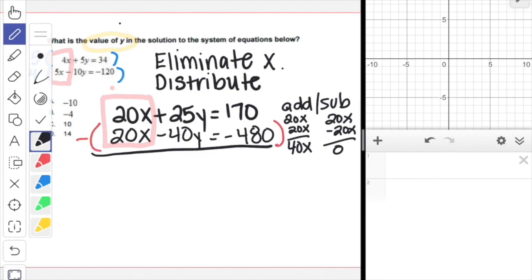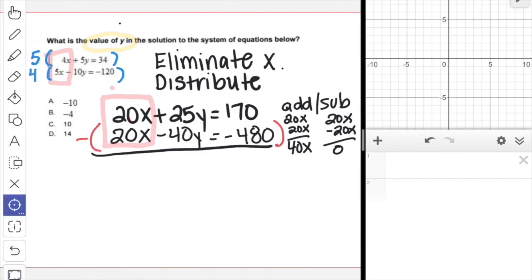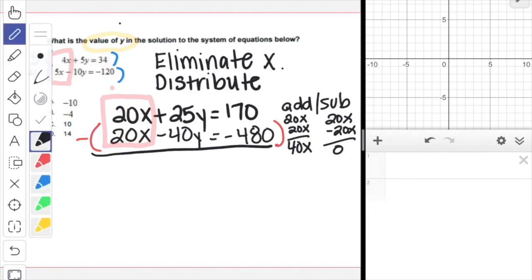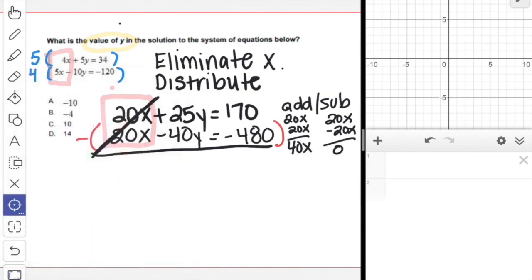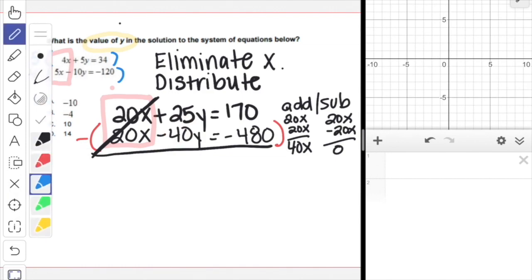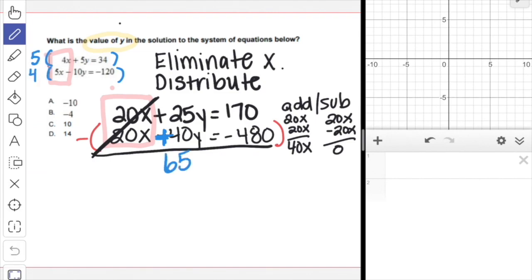Okay. All right, so we have 20x. So right here, we have 20x minus 20x, and that's going to give us 0, so we're going to cancel that out. All right, so then we have 25y minus negative 40y. So minus negative 40 is actually going to change this problem into positive 40. Okay, so minus a negative is going to change that to positive 40. So now I have 65y.